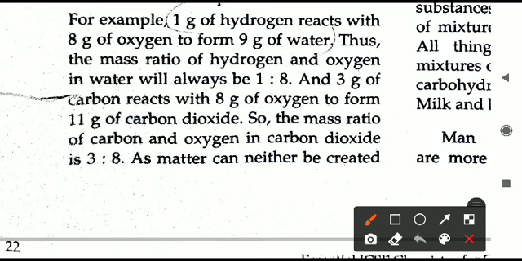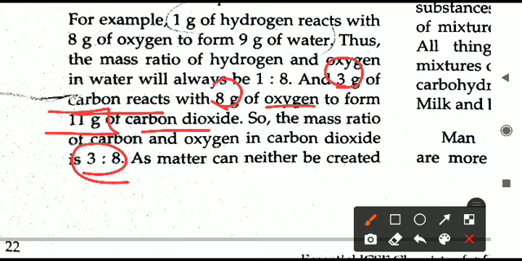In the same way, carbon and oxygen: carbon reacts with oxygen, so carbon dioxide is formed. But how much carbon do we have to take? 3 gram of carbon, and 8 gram of oxygen. So what will the ratio be? The ratio will be 3:8, and 11 grams of carbon dioxide will be produced.